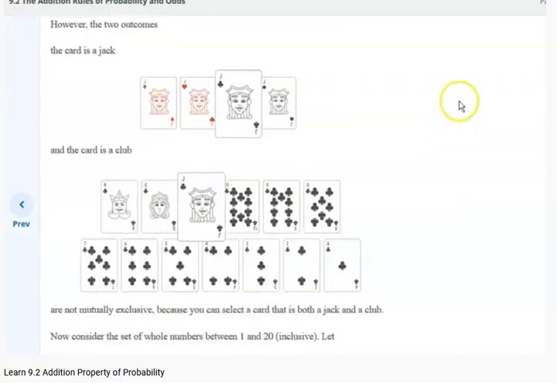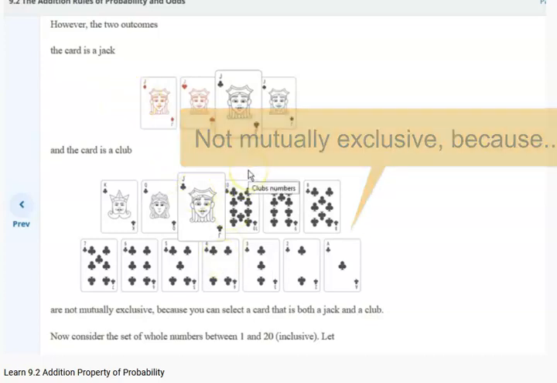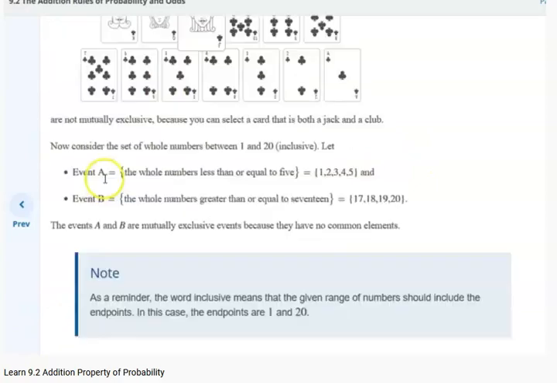Now, in the second part of this, how about selecting a jack and a club at the same time? Are they mutually exclusive events? The answer is no, because there are clubs that are also jacks. Okay, so that was a short one.